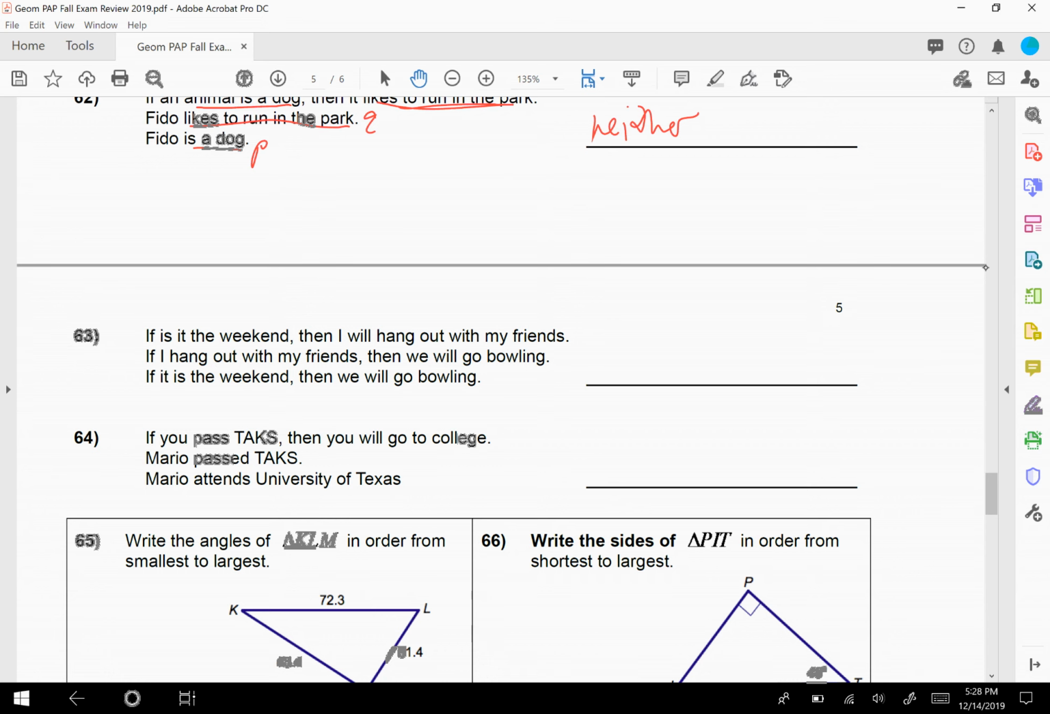Okay, if it is the weekend, then I will hang out with my friends. If I hang out with my friends, then we will go bowling. If it is the weekend, then we will go bowling. P then Q, Q then R, P then R. Syllogism.